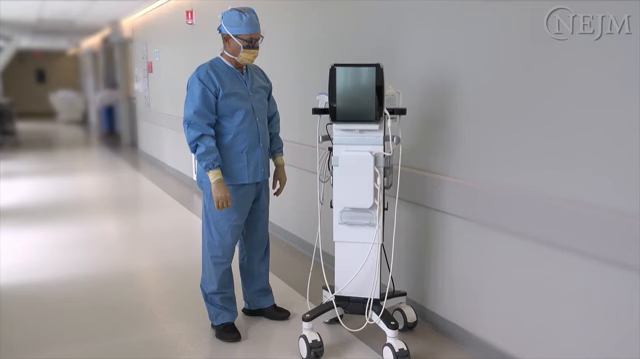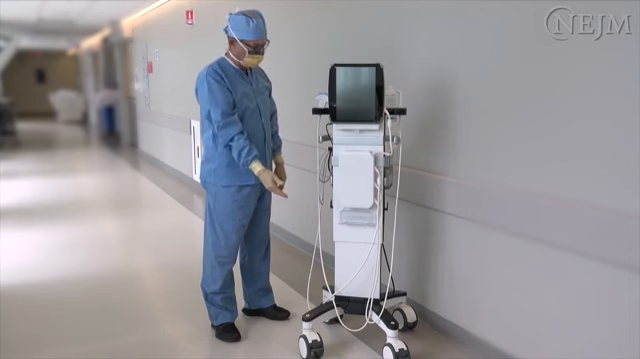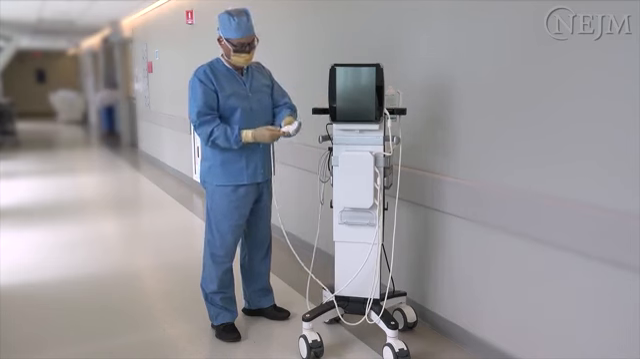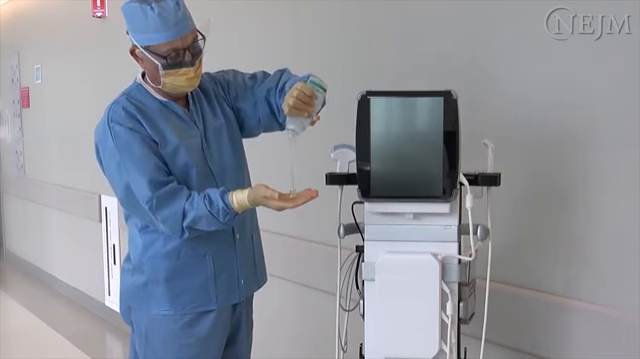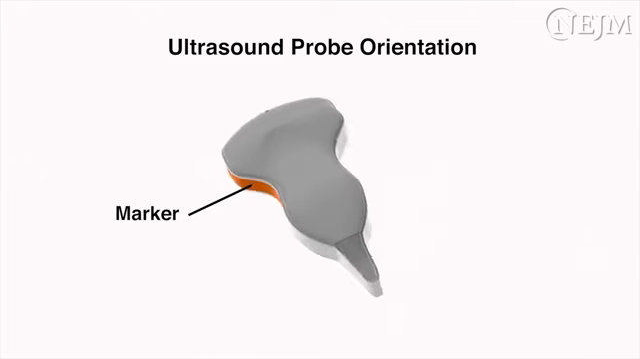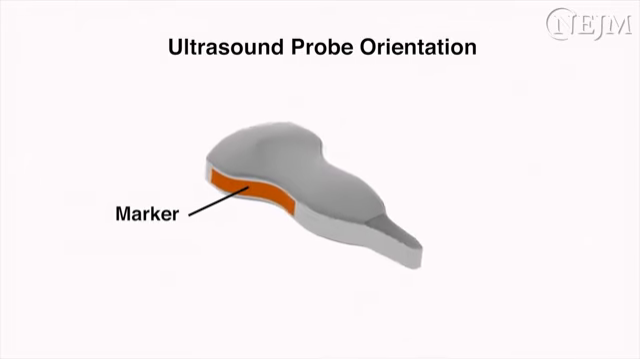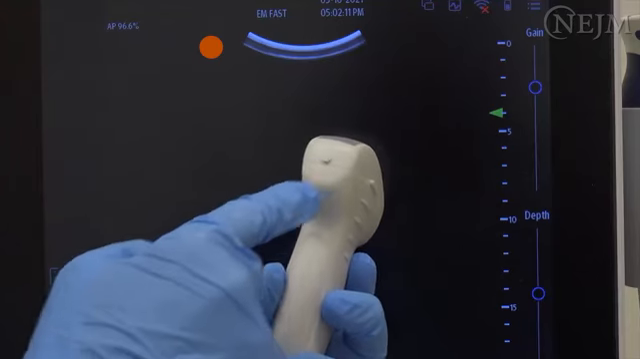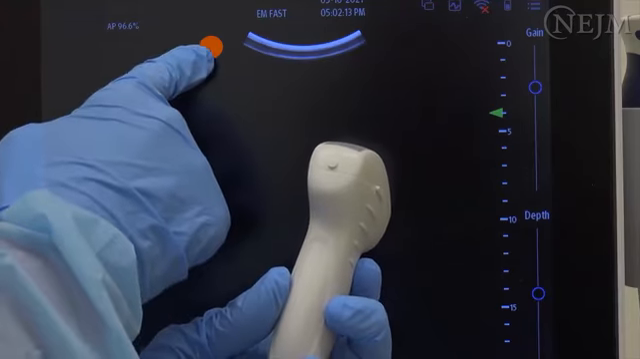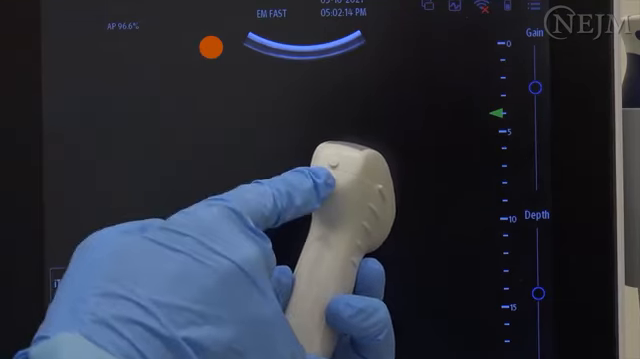The following equipment should be available at the patient's bedside: an ultrasound machine, a curvilinear probe, and ultrasound gel. Ultrasound probes have a marker that indicates the orientation and corresponds to an indicator on the ultrasound screen. Awareness of the orientation of the probe is important when interpreting the images obtained.